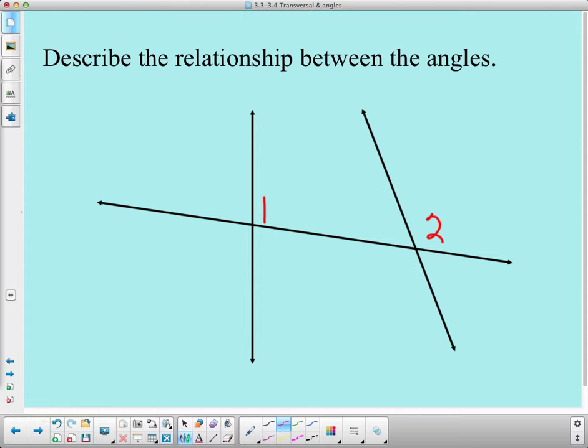There you go. Decide where they are related to the pair of lines. If one is interior and one is exterior, it's possibly corresponding or none. And I'm getting a little bit of both. Okay. Corresponding. F.